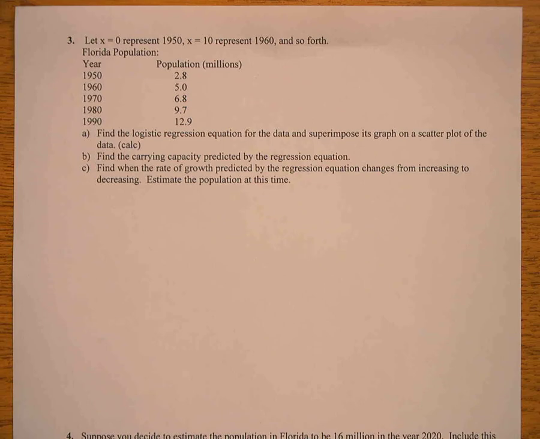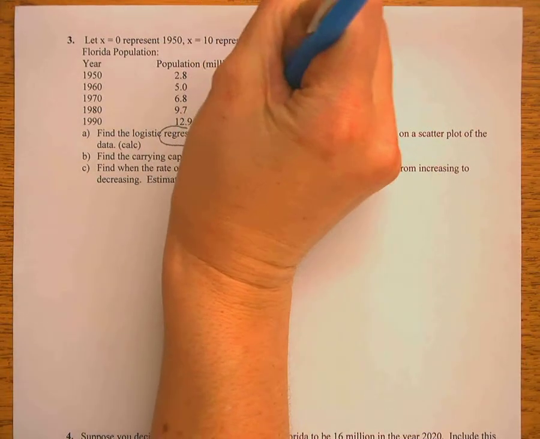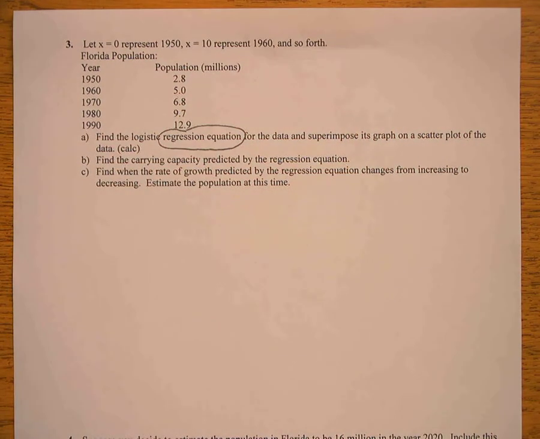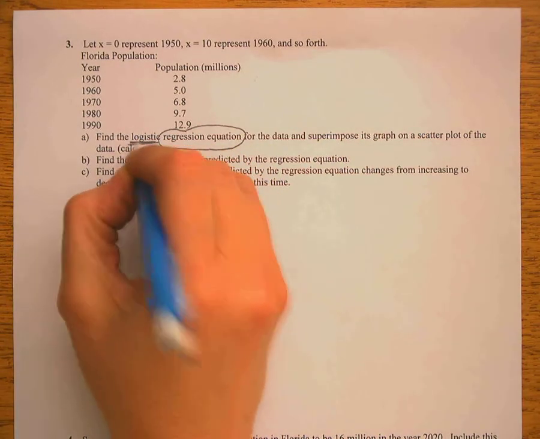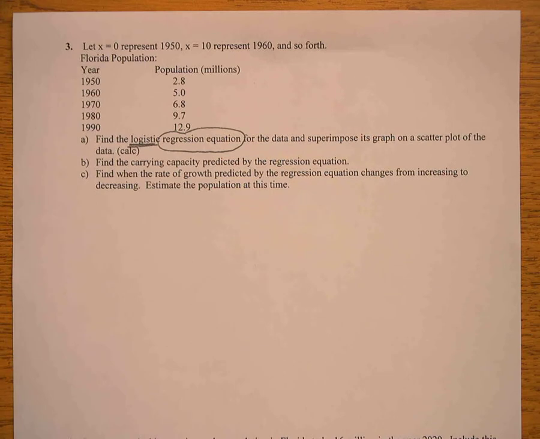So for example 3, you're going to need to use your calculator because I think you'll notice it's asking here for a regression equation. So we're going to be using the calculator for that. And it wants us to find specifically the logistic regression equation. So we'll go ahead and do that, and we'll begin by entering the data into our stat list.